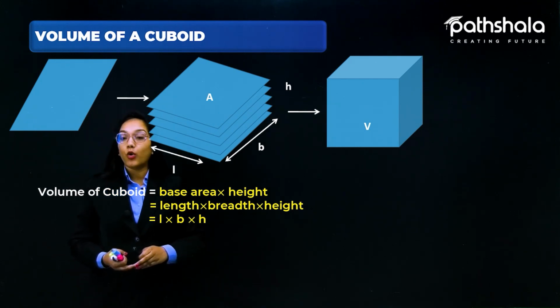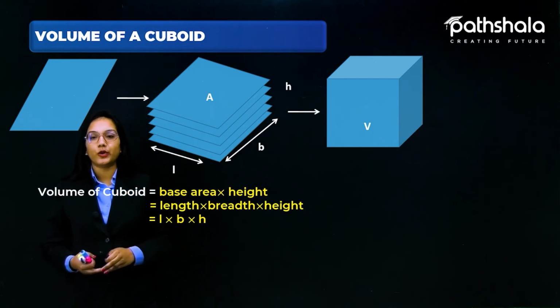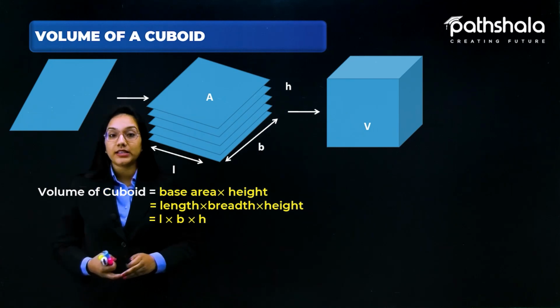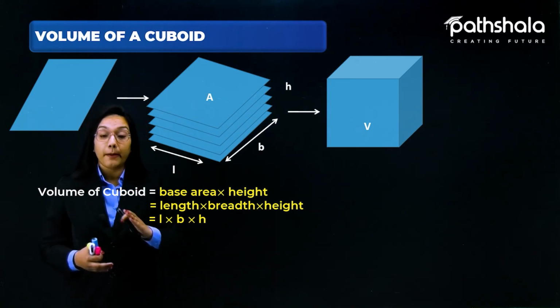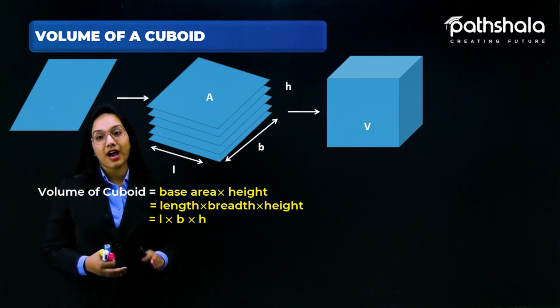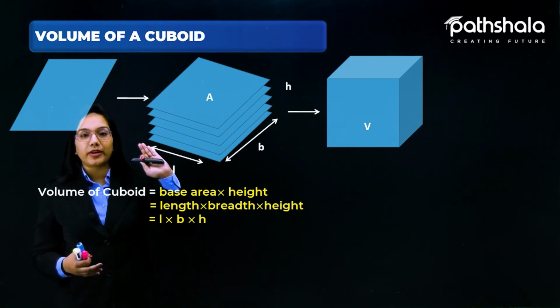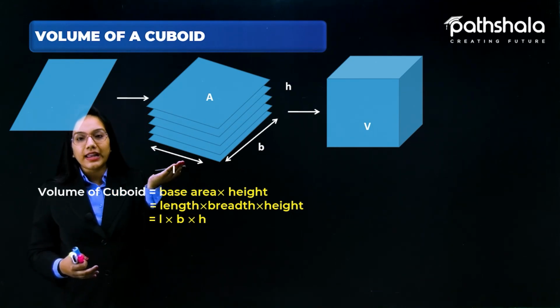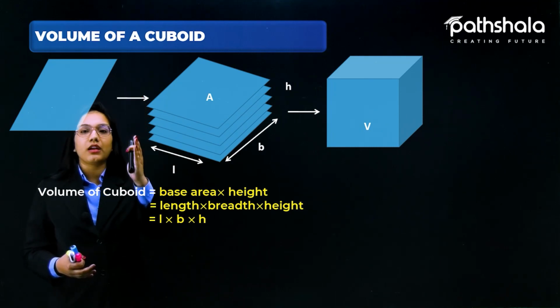Always remember, the volume of a cuboid is L into B into H, where L is the length, B is the breadth, and H is the height of this particular cuboid. So this is L, this is B, and this is H.